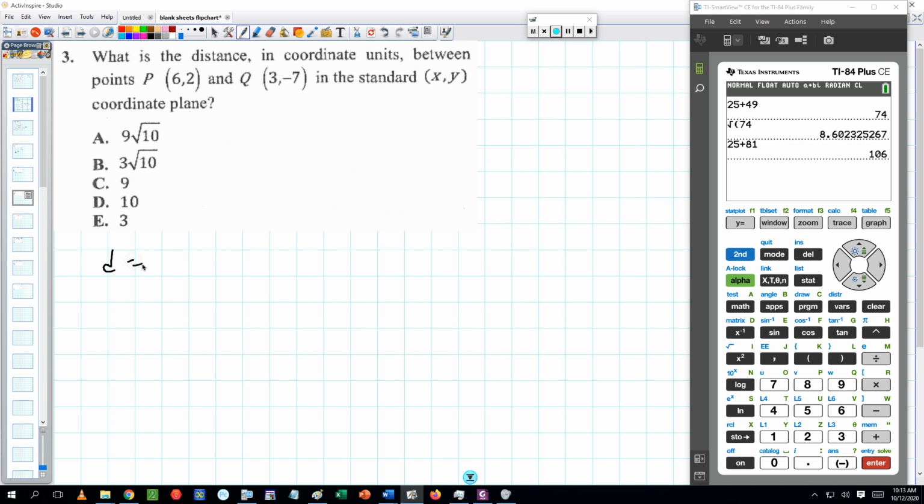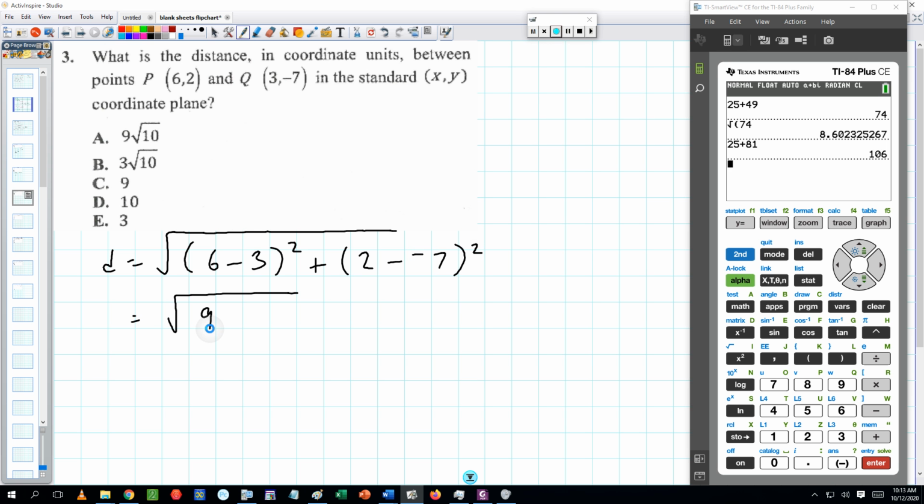Next question. What is the distance? Same type of problem. Subtract my 2 x's. Subtract my 2 y's. 6 take away 3 is 3. 3 squared is 9. 2 plus 7 is 9. 9 squared is 81. This gives us the square root of 90.